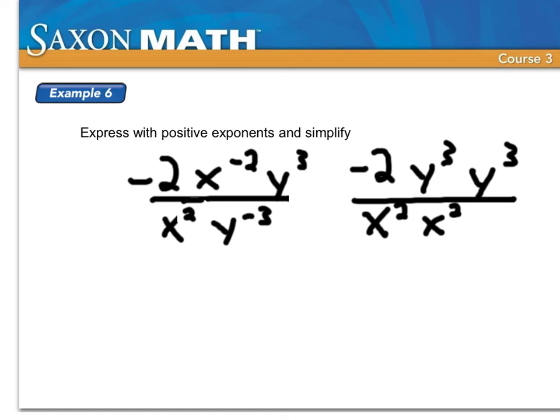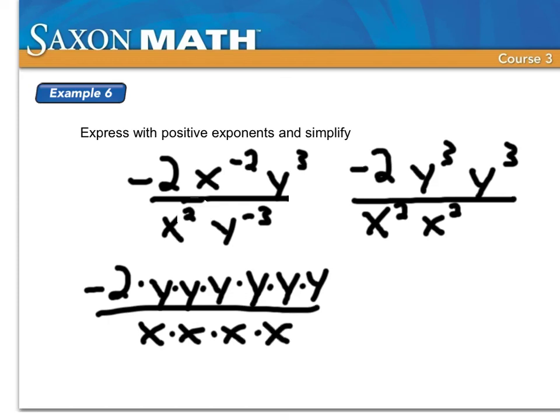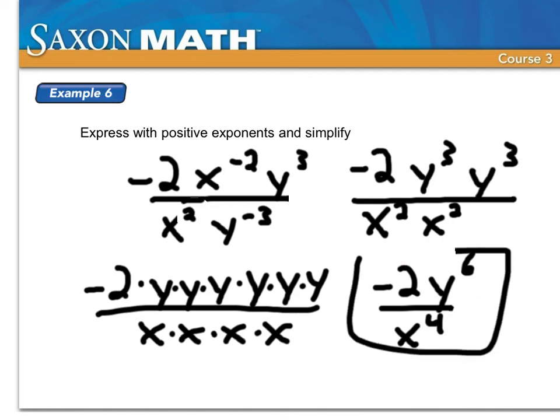So now we got a negative 2 with 2 y to the thirds on top. So that's like negative 2 times y cubed times another y cubed. And on bottom, that's like x squared times another x squared. So on top I've got a negative 2, and then I've got y to the 6th power. And on bottom I've got x to the 4th. And this is simplified. So I am done.